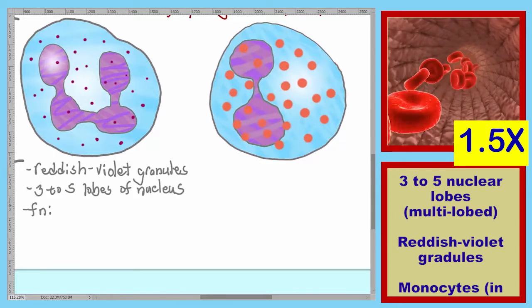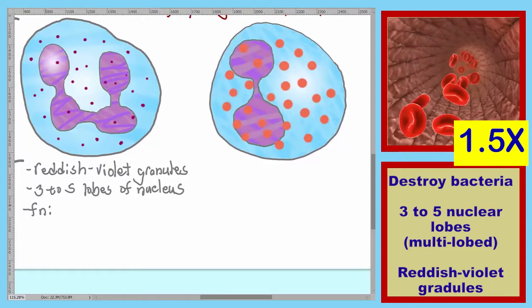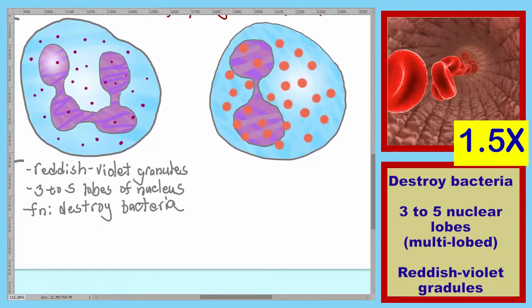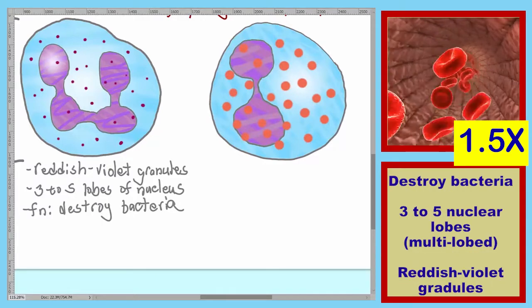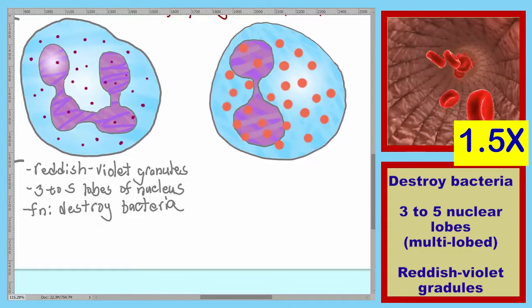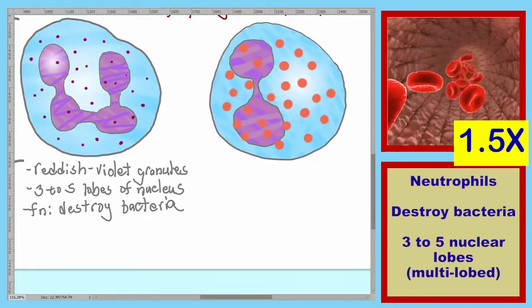These cells function in destroying bacteria. So these cells destroy bacteria. We're going to indicate that here. These cells are known by two names. They're called neutrophils, and they're also called polymorphonucleocytes, or polymorphonuclear cells, or PMNs. So we're going to indicate those here.